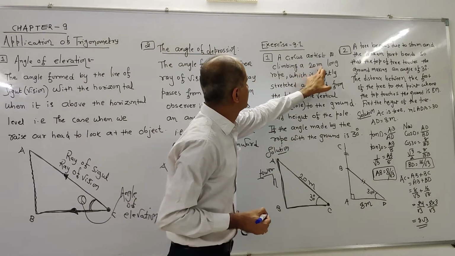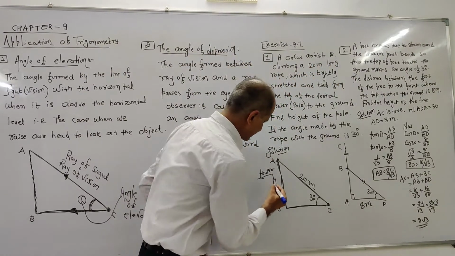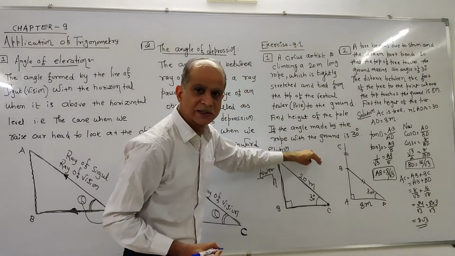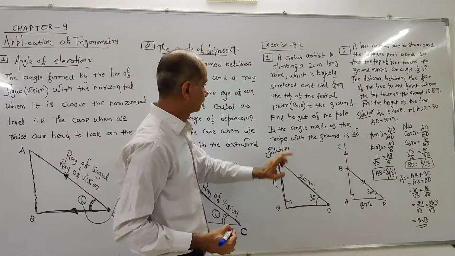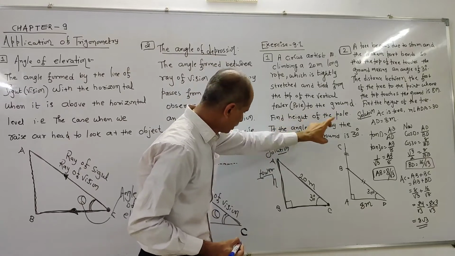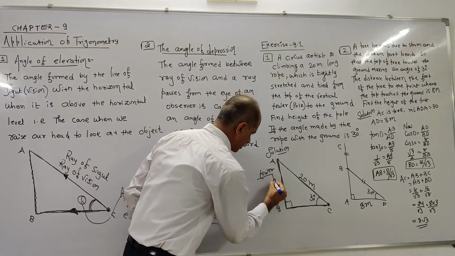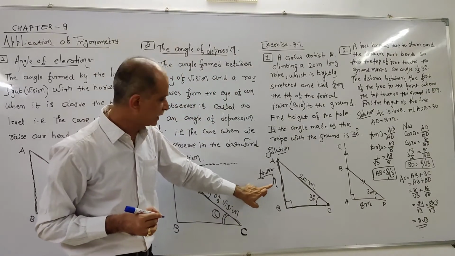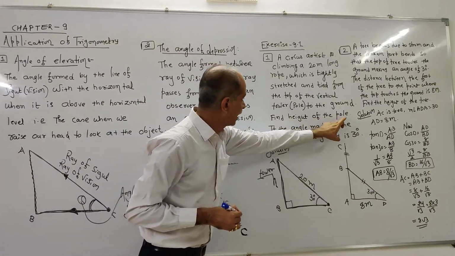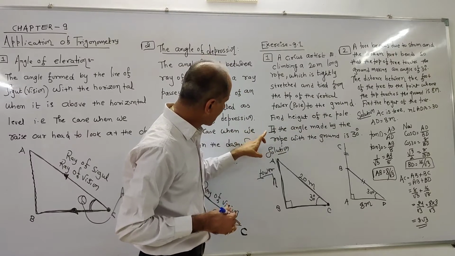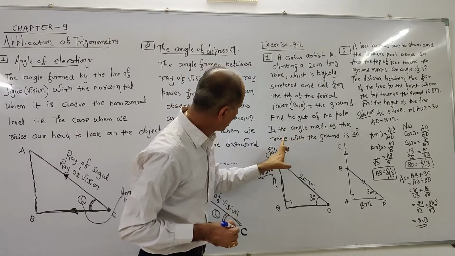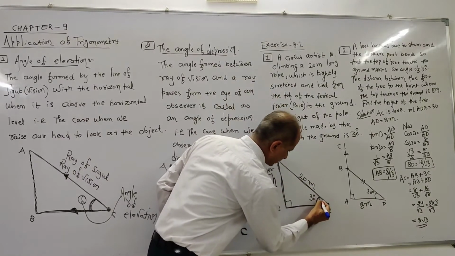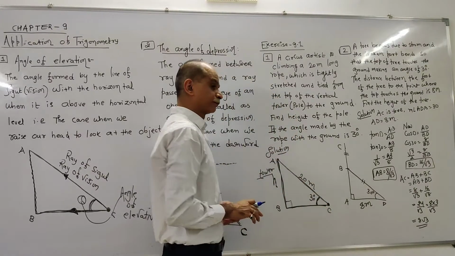Here is a 20-meter long rope. So if you consider this a right angle triangle, the length of the hypotenuse is given to you, that is 20 meters. Find the height of the tower. Here you have to find out the height of the tower. So suppose the height of the tower is h. Find the height of the pole or tower, if the angle made by the rope with the ground is 30 degrees.